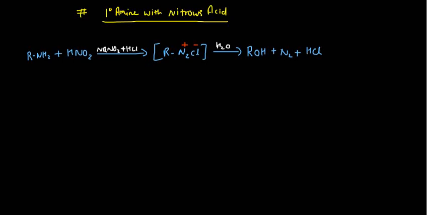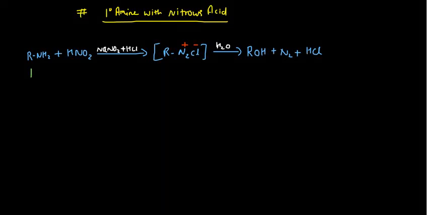So let's begin. This is a primary amine, as you can see, so surely it might not work on secondary and tertiary amines, which you can guess from now. And this is our nitrous acid. This is our acid, and we are using HCl, which itself is a strong acid, and NaNO2, which I'm going to tell you about in a while.